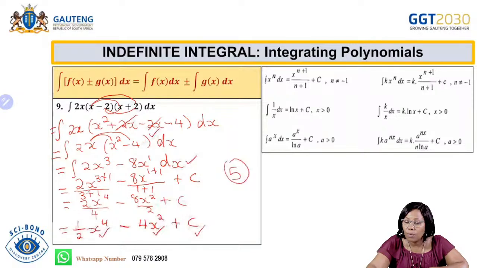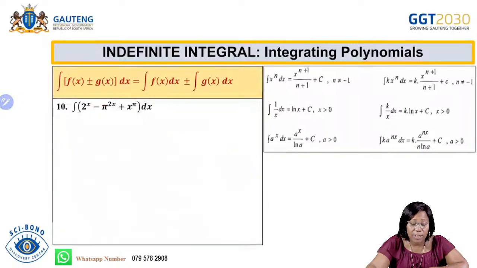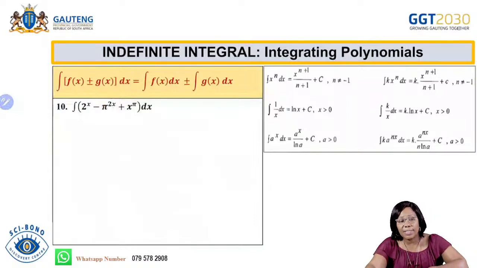And now the last activity for you, grade 12. Try this one. We are having pi's, we have an exponent x, and so on. Let's try to answer this one, grade 12, and see how far you can go on your own. Your 3 minutes starts now.